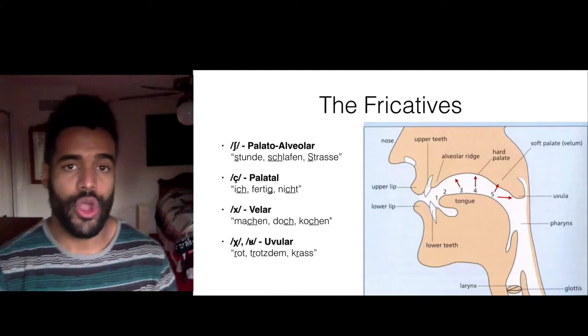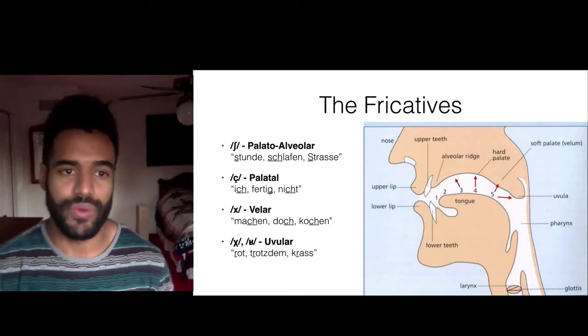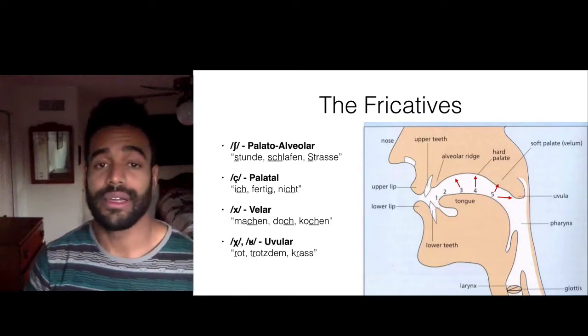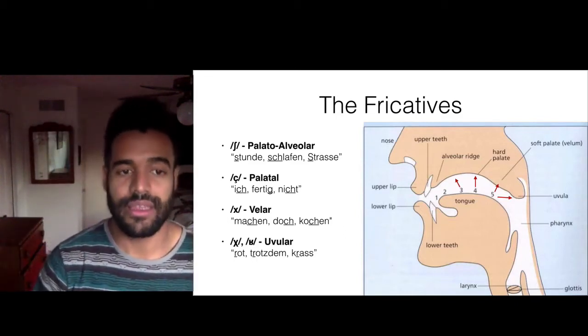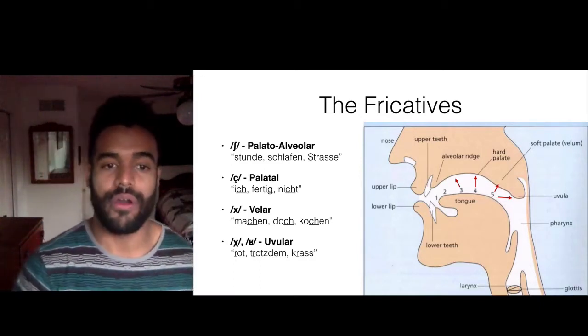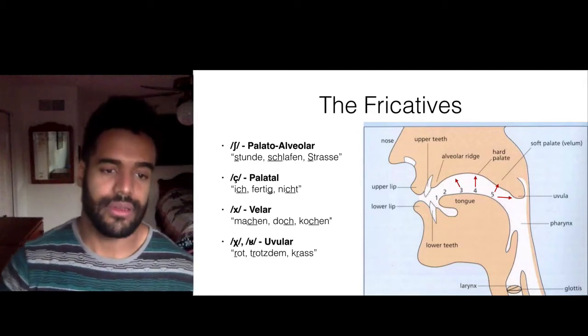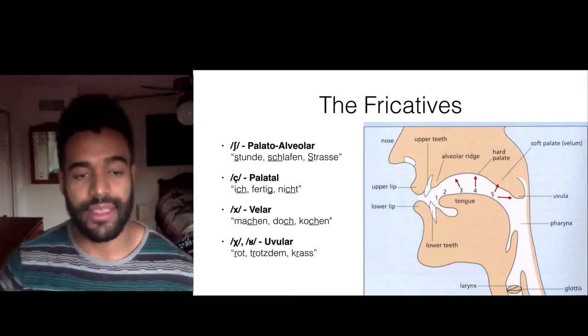We have the sh, which we went over last time. That's the palato-alveolar fricative from Stunde, Schlafen, Straße. The ch, which is the palatal fricative from ich, fertig, nicht. And the ch, which is the velar fricative from machen, doch, kochen. And r, the uvular fricative from rot, trotzdem, krass.